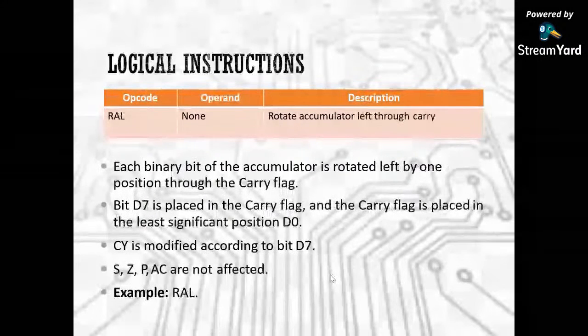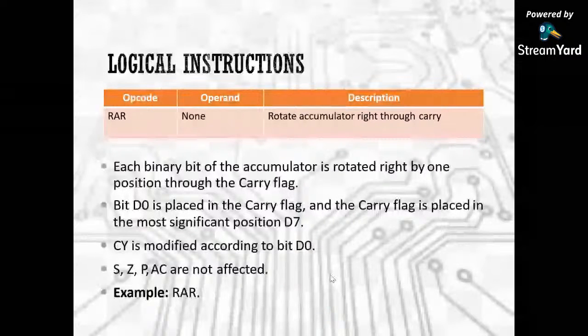So we have rotate accumulator left through carry. It means that each bit of the accumulator is rotated left by one position through the carry flag. Bit 7 is placed in the carry flag, and the carry flag is placed in the least significant position, D0. Rotate right through carry is the same as the left.